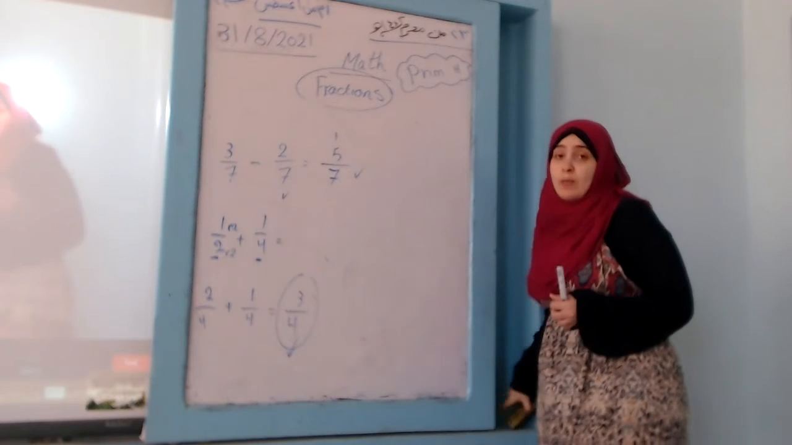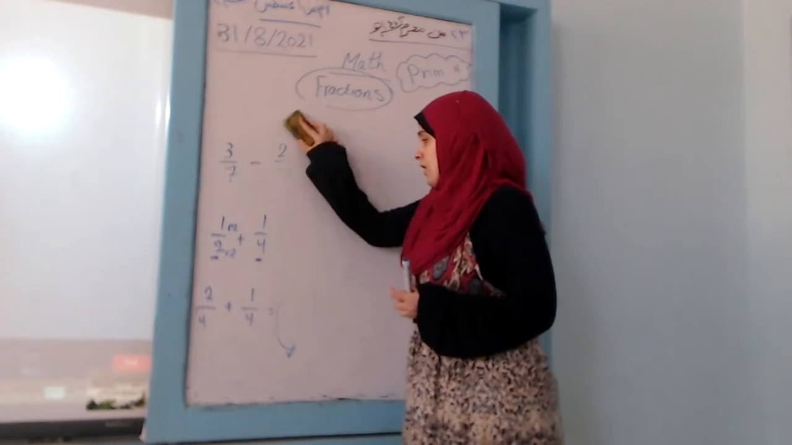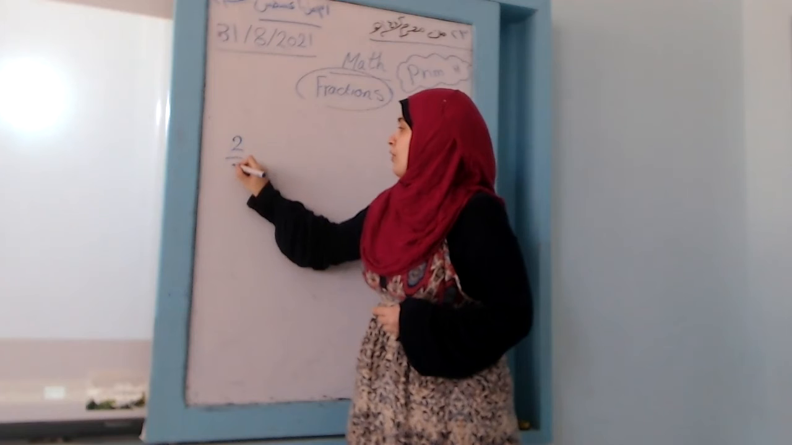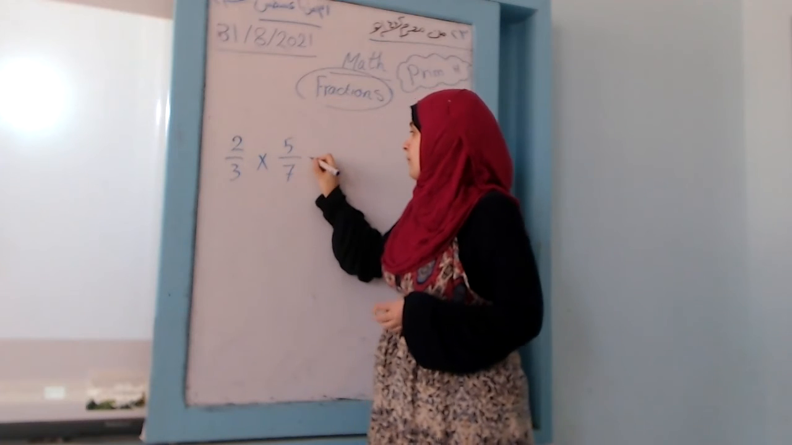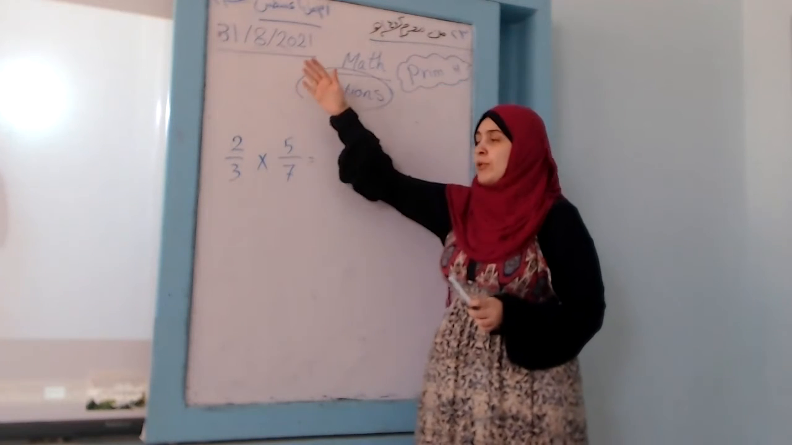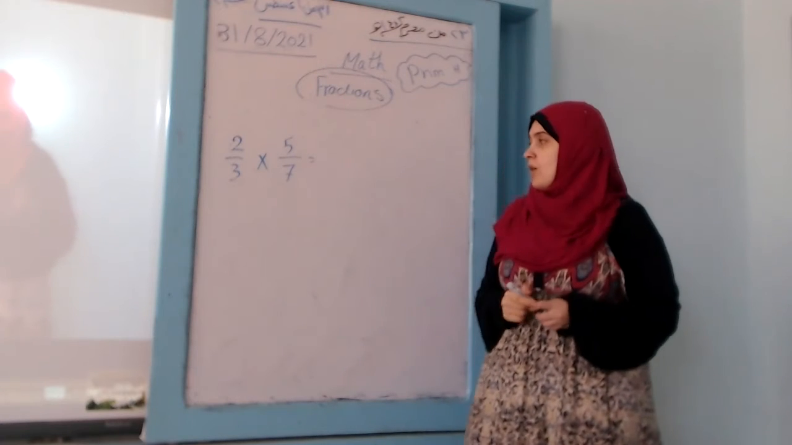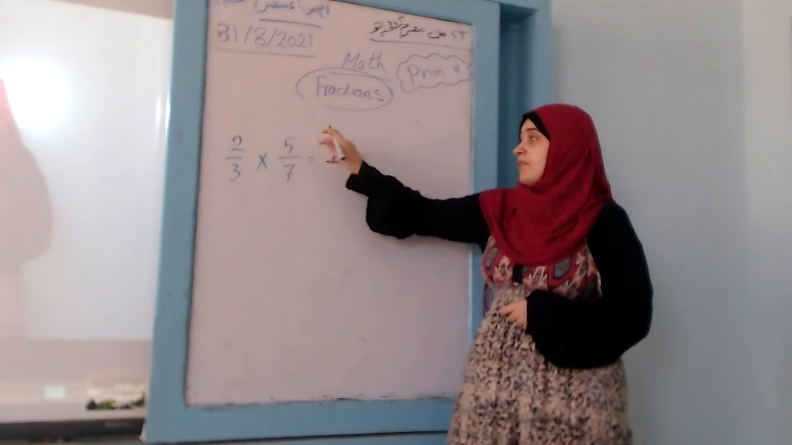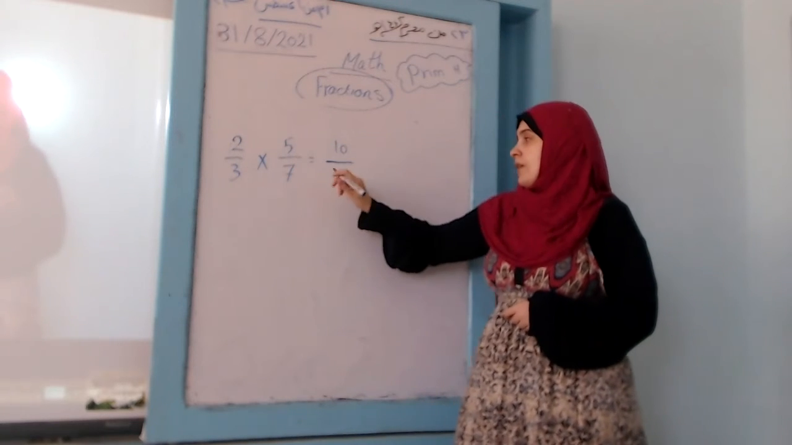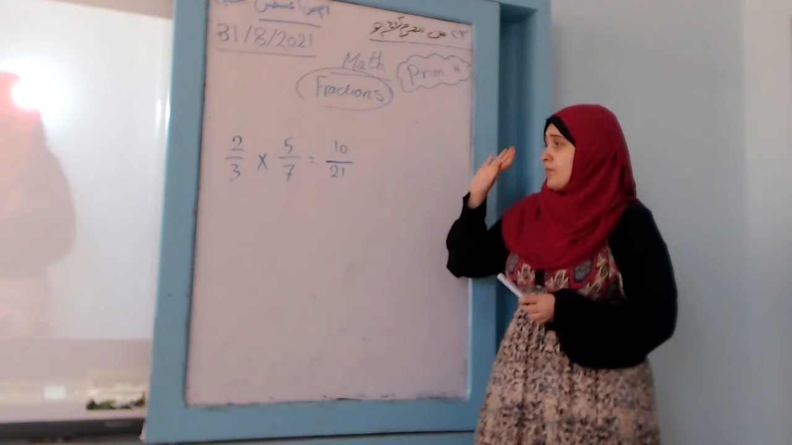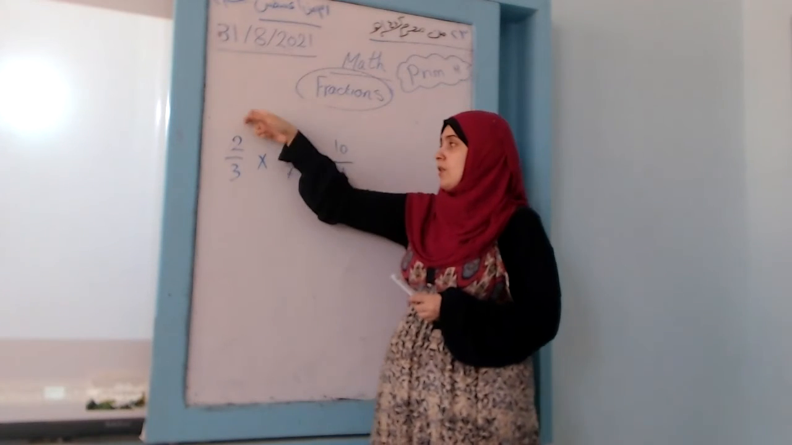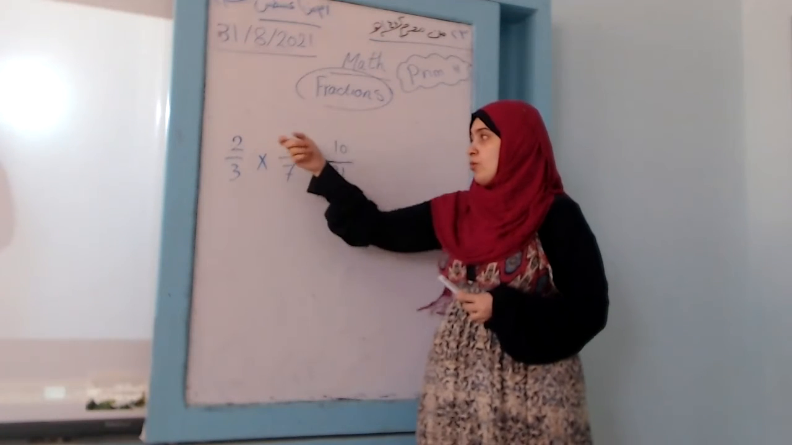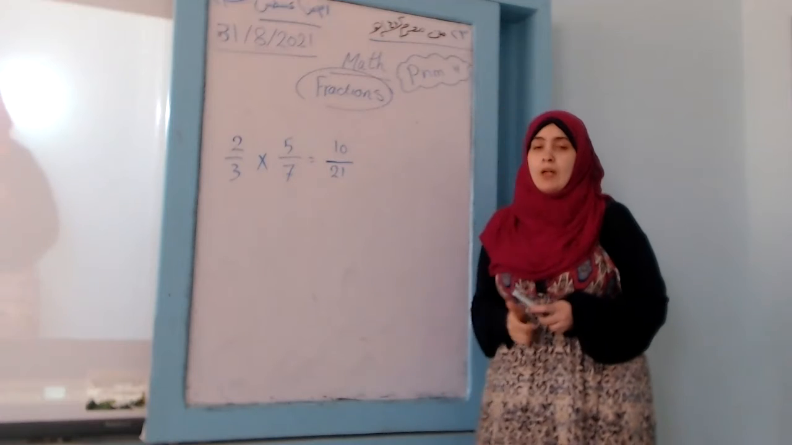In multiplying, it's an easy operation. I don't need to make the denominators the same. If I have any two fractions, 2 over 3 multiplied by 5 over 7, I multiply numerator with numerator and denominator with denominator. Fraction times fraction, so the answer will be a fraction. 2 multiplied by 5 equals 10. 3 multiplied by 7 equals 21. So multiplying is an easy way: I multiply the numerators together and the denominators together.